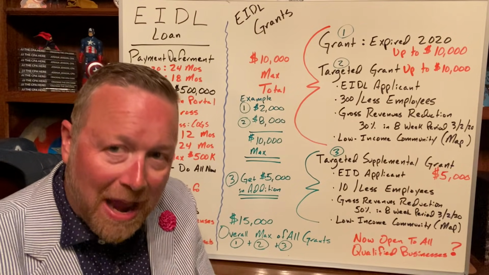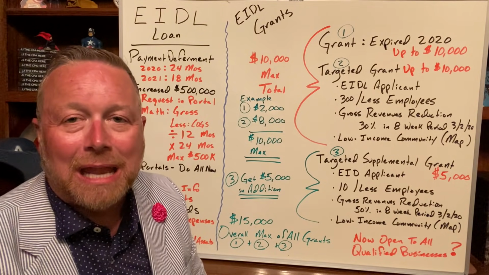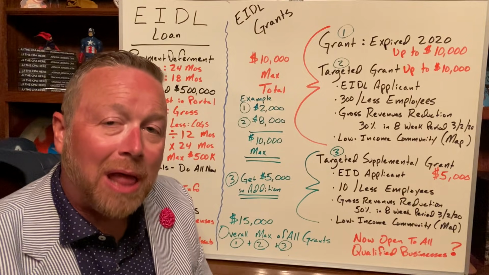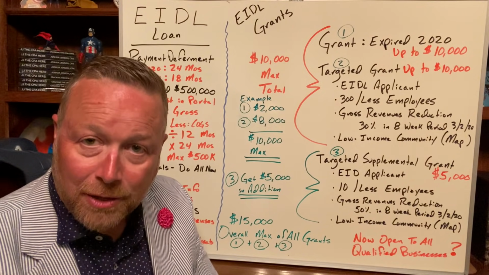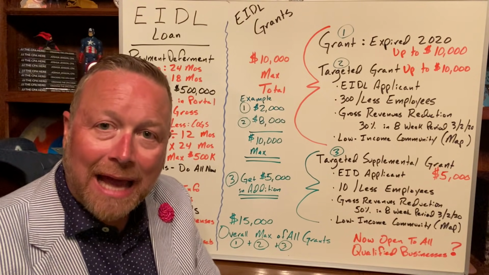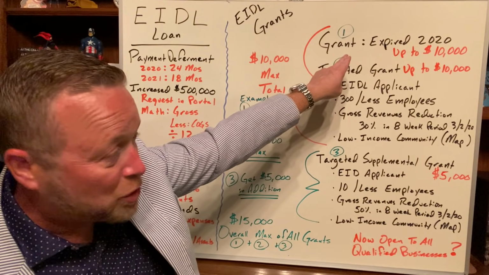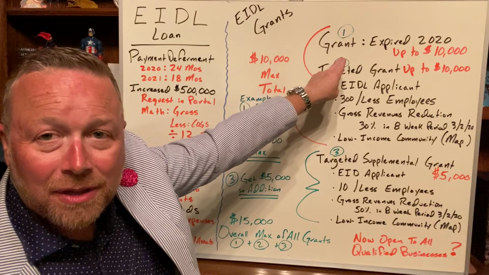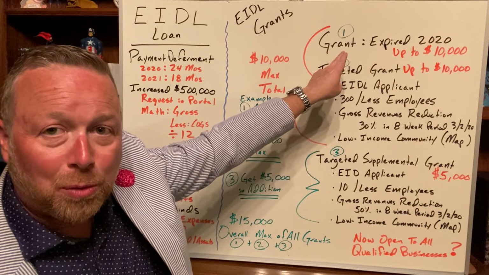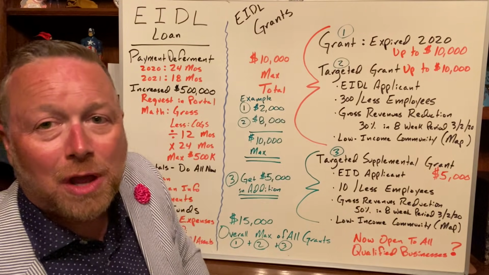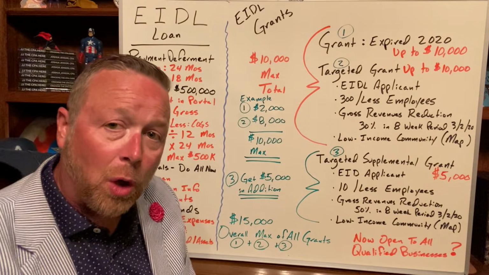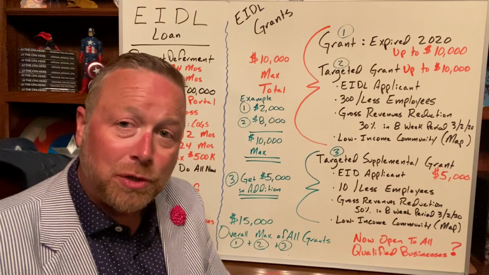But very soon, 99.9% of those that applied for the EIDL in 2020 only got this original EIDL advance. It was $1,000 per employee, up to $10,000. So if you had 4 employees, you only got $4,000.